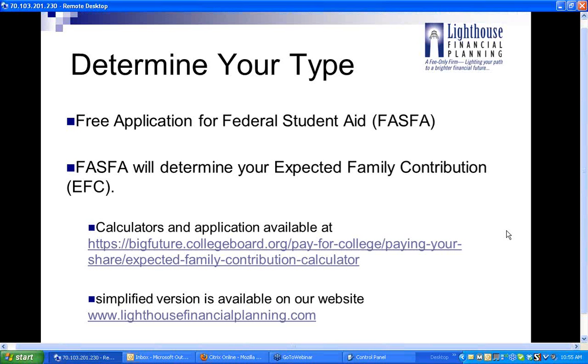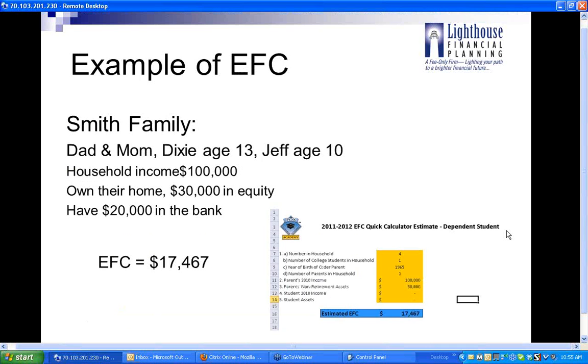For planning purposes, there are simplified versions of the FAFSA out there, or calculators that will determine what the expected contribution is. So on our website, we have one of these simplified versions of the FAFSA that will determine what your expected family contribution is. I have an example here. We have the Smith family. We have Dixie and Jeff. Their household income is $100,000. They own their home, have about $30,000 equity, and they have $20,000 in the emergency reserve. Their expected family contribution is going to be $17,467.